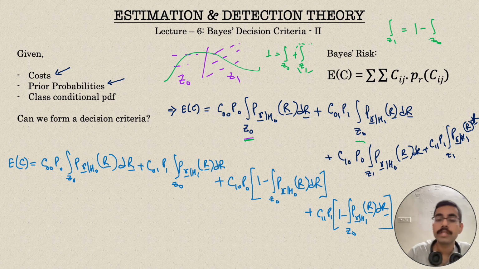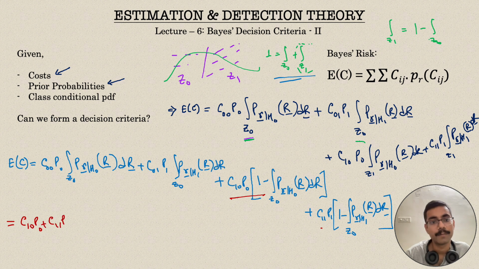Okay. So you see what I did? I converted all the expressions which were in the region Z1 into Z0 by exploiting this particular property, the fact that Z0 and Z1 are both distinct regions in the space. Okay. All right. Now let's club all of the expressions together. This is very obvious, very trivial. So from here we will be getting C10 P0 plus C11 P1 as a separate term. Okay, C10 P0 plus C11 P1. Now let's keep this expression as it is.